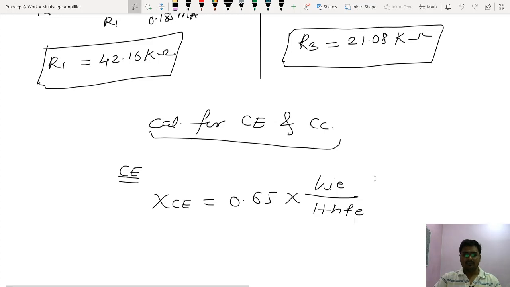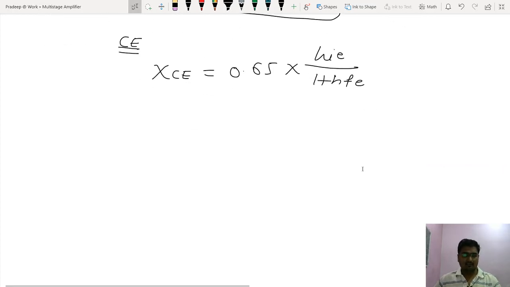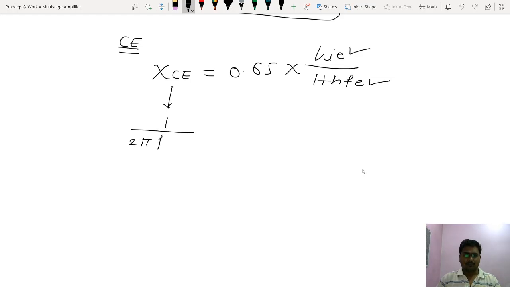Yes, intentionally we started with this. Now you just need to put the values. HIE is known, 4.5, hFE is 110, and XCE, what is the XCE? XCE is nothing but 1 divided by 2 pi F multiplied by CE. What is that F? It is 20 hertz. And that CE, look at this, is with this 0.65 multiplied by 0.5 kilo divided by 1 plus 110.